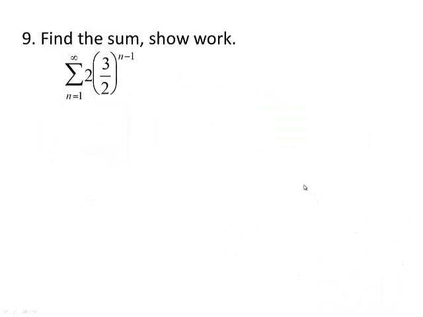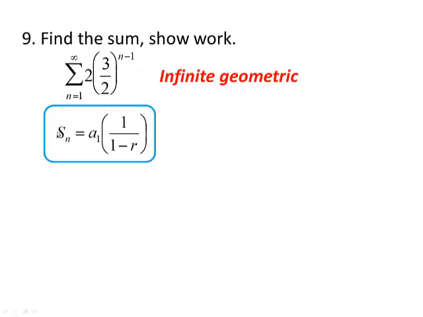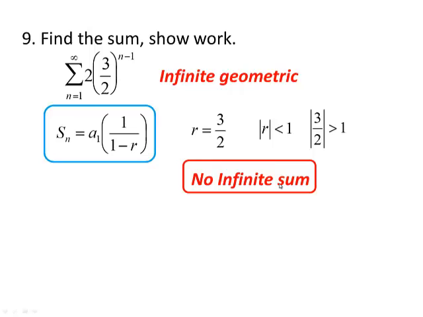Number 9, find the sum, show all work. Okay, this is very similar to the last one, but we have r here because that's the base of my exponent. So we know that r is going to be 3 over 2, and we know that this is an infinite geometric sum. So we're going to use this formula right here. S sub n is equal to the first term times 1 over 1 minus r. But whenever we use this formula, we always have to check to make sure that the absolute value of r is less than 1. Can't be equal to 1. Well, it is not, because 3 over 2 is more than 1. So there is no infinite sum.